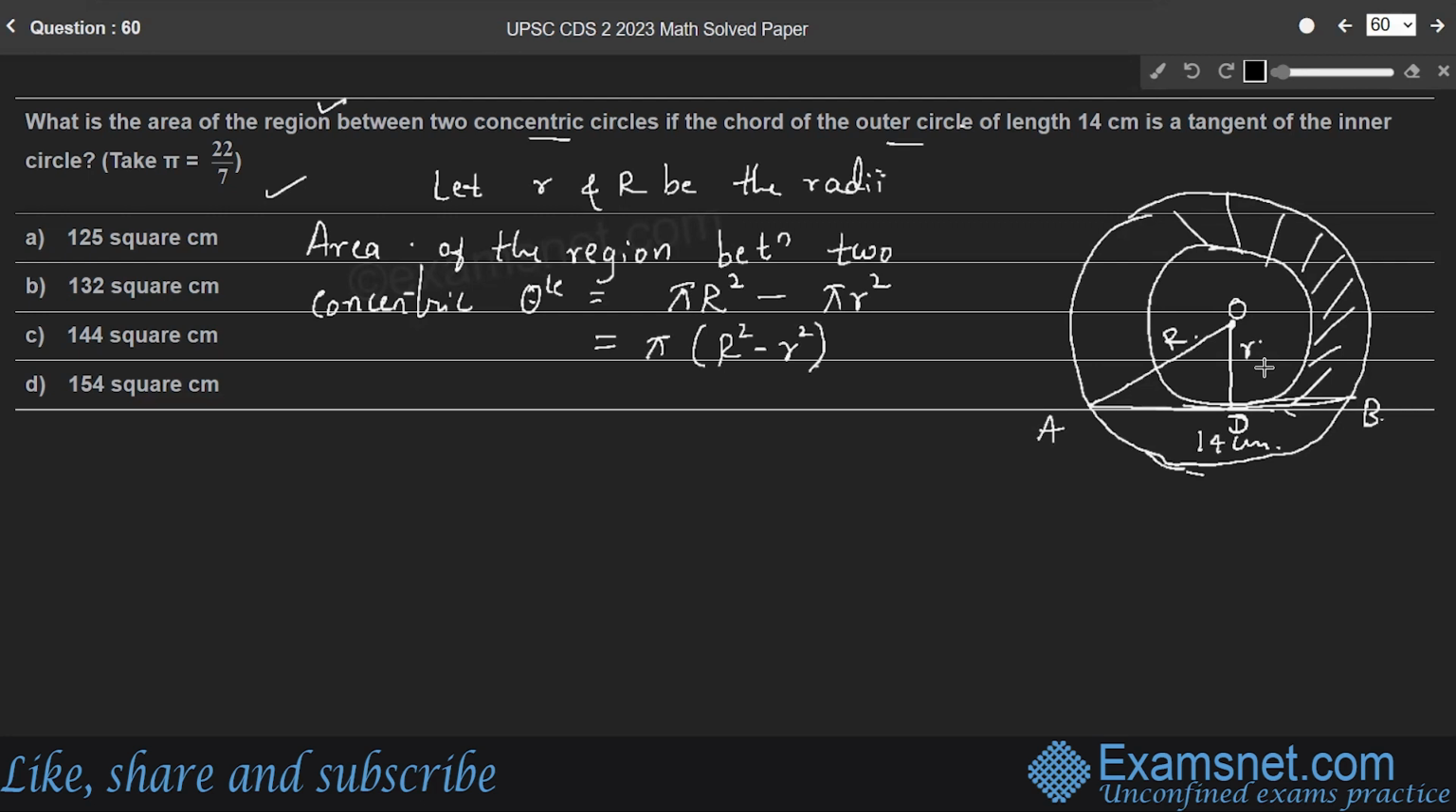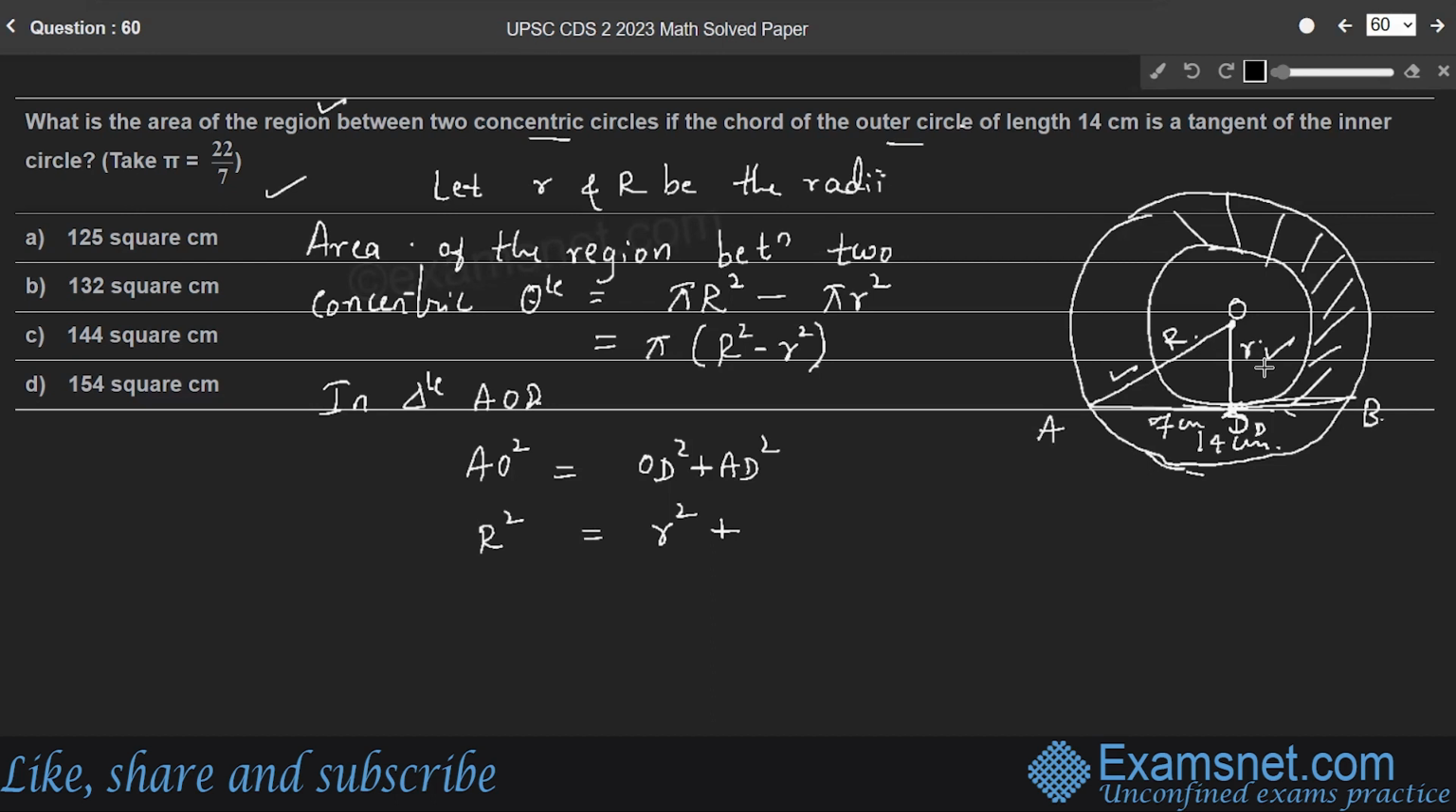For that, we'll consider triangle AOD. Using the Pythagoras theorem, AO square is equal to OD square plus AD square. AO is nothing but the radius of the outer circle, so R square is equal to OD, the radius of the inner circle, small r square, plus AD. What is AD? AD is half of the chord, because AB is a tangent to the inner circle and it touches the circle at point D.